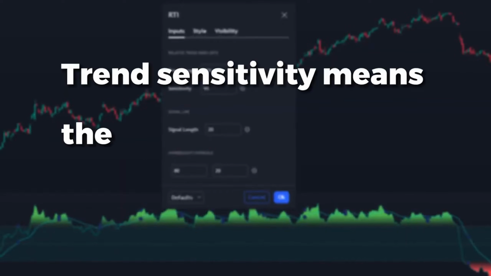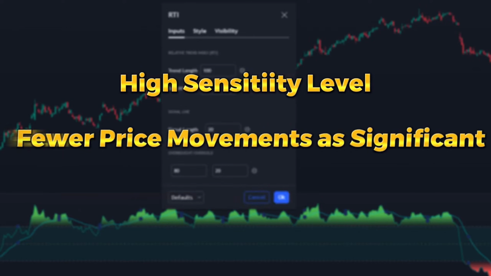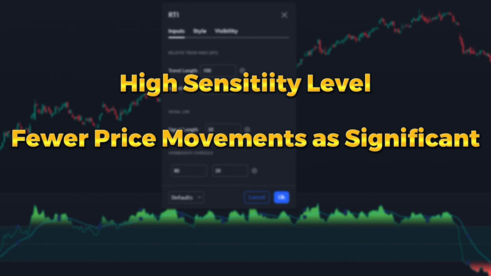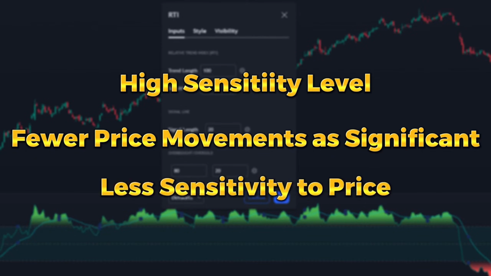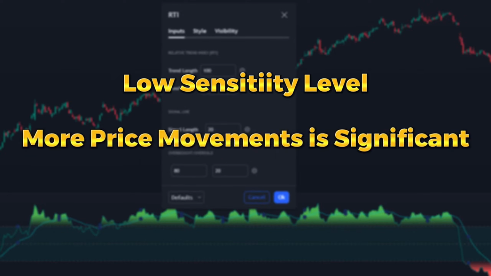Trend sensitivity means the threshold of the significant trend. High sensitivity level means fewer price movements are regarded as significant, and it also means less sensitivity to price. Low sensitivity level means more price movement is significant, and it also means being more sensitive to price.